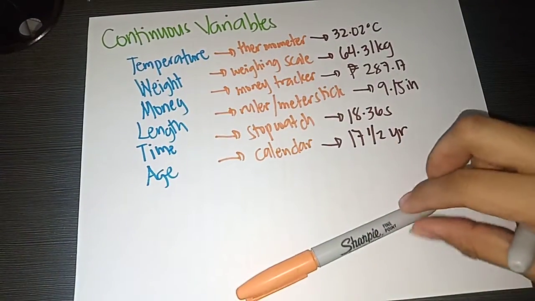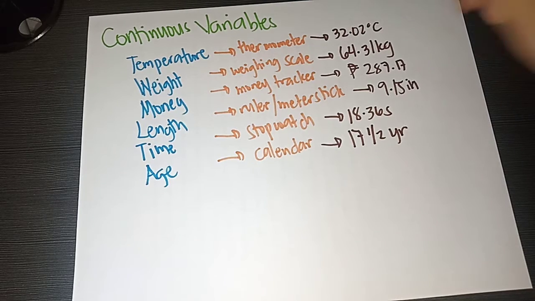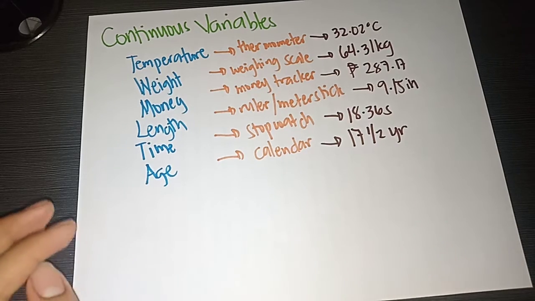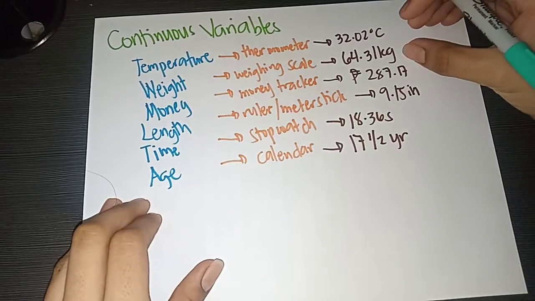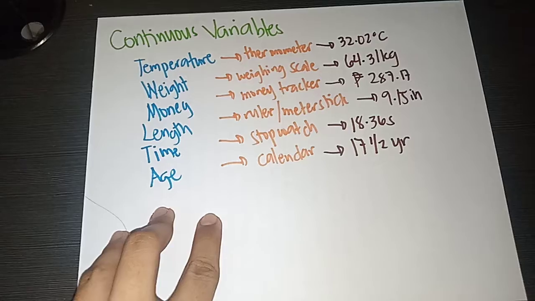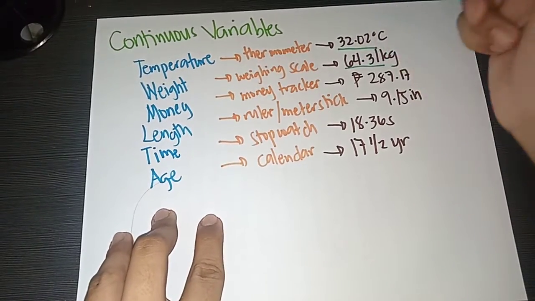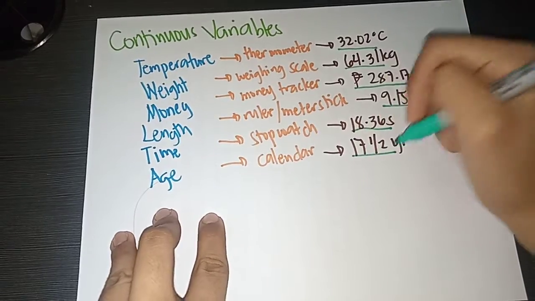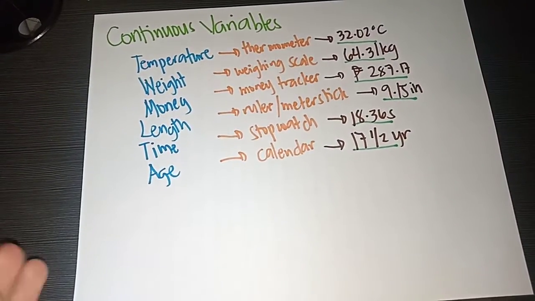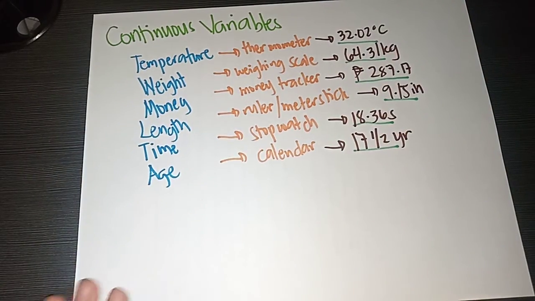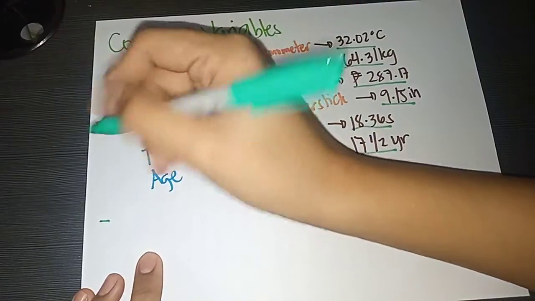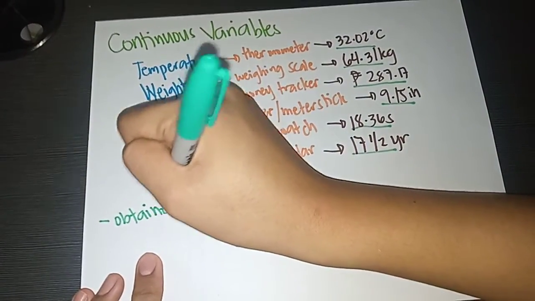Okay? So with this example, how can we define continuous variables? Let's first have its first definition. Remember that in discrete variables, we obtain the data by means of counting. Now, in continuous variables, however, can we say that Celsius, kilograms, the amount of money in peso, inches, time in seconds, and age in years can be counted? Can we count them through the use of our fingers? Of course, obviously, the answer is no. So, meaning to say, the possible values for continuous variables are obtained by means of measurement.